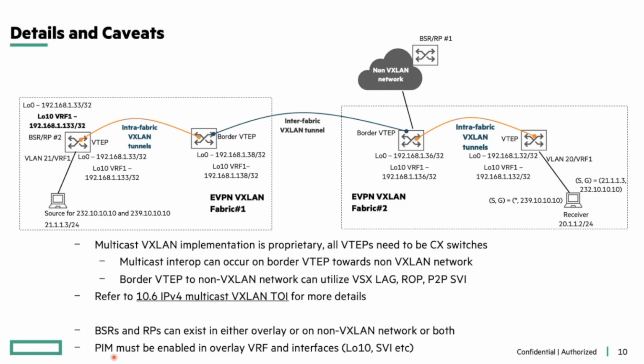So take note, PIM must be enabled in the overlay VRF and interfaces. So where do you enable PIM? You enable it on the SVI facing your source and your receivers. So SVI 20 here, SVI 21 here, you enable PIM in that VRF. And you also enable PIM on the loopback. You create another loopback and you attach the VRF to it. That has to be PIM enabled on all VTAPs.